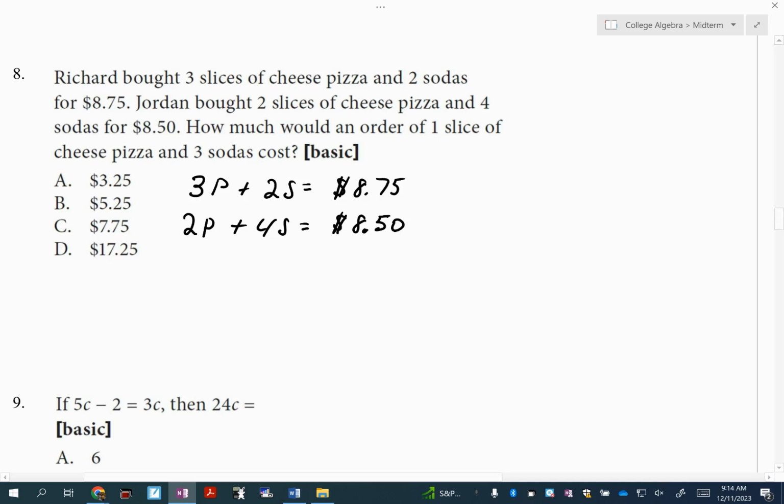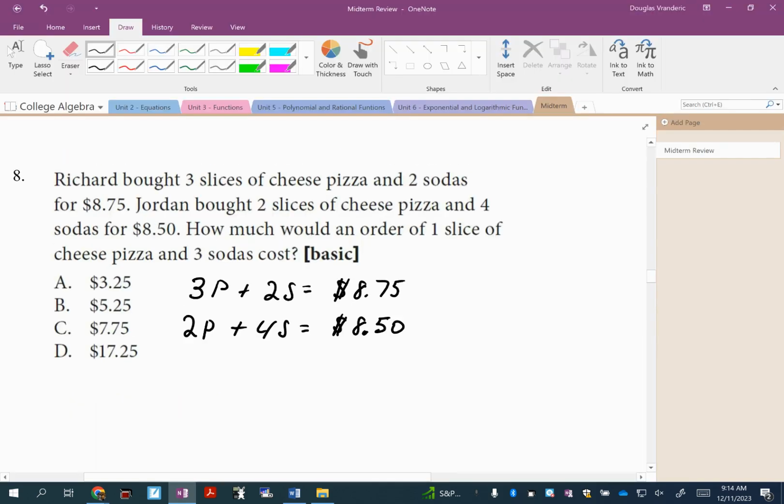So what I'm thinking here is I'm going to use my understanding of a system to figure out what the price for each of these is. So how much is it for 1 slice of cheese pizza? How much is it for 1 soda? And then go from there. What I do notice is that these 2 here, I can get to be the same number, so I can subtract.